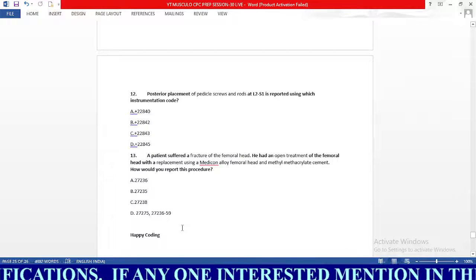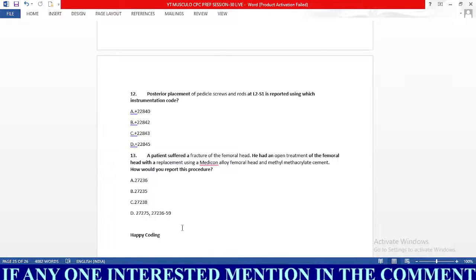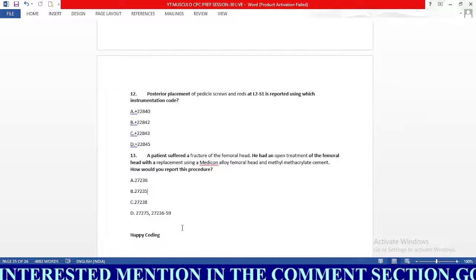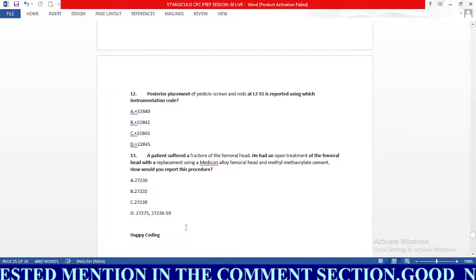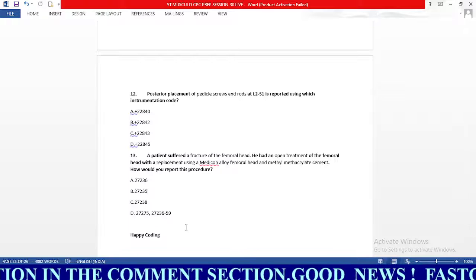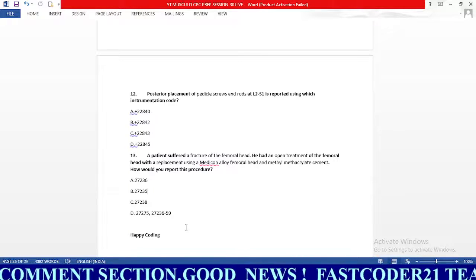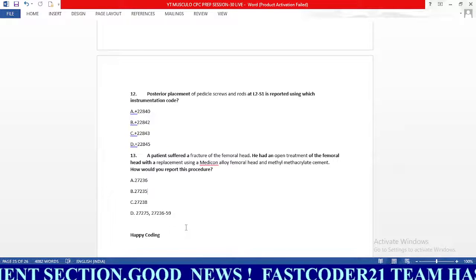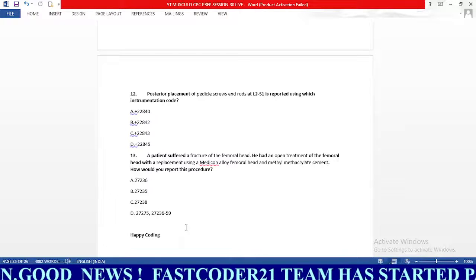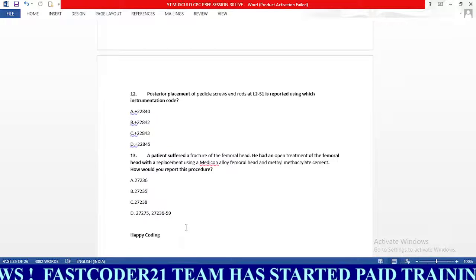Basically 27275 is for manipulation of pelvis and hip joint. So D is the wrong answer. C is wrong. Why? It is a closed procedure. 35 is wrong. Why? It is a percutaneous procedure. Our answer is A, 27236. Yes, the physician has performed open treatment of femoral fracture here.